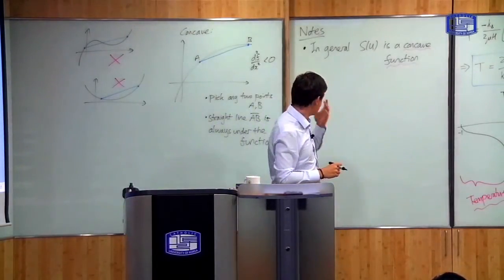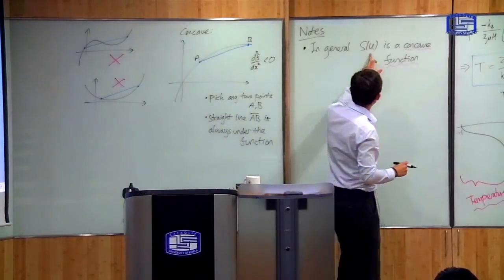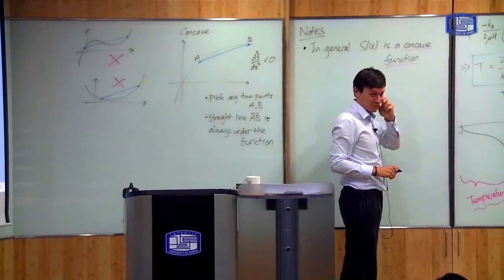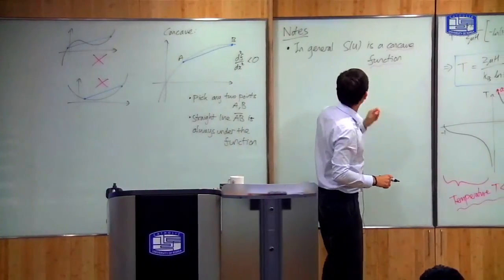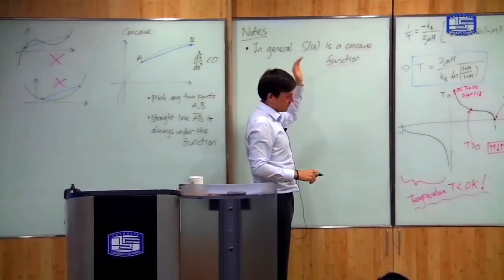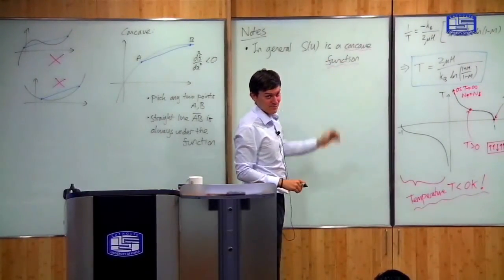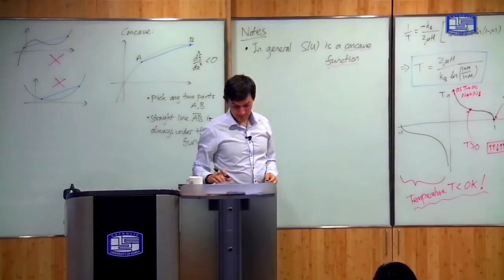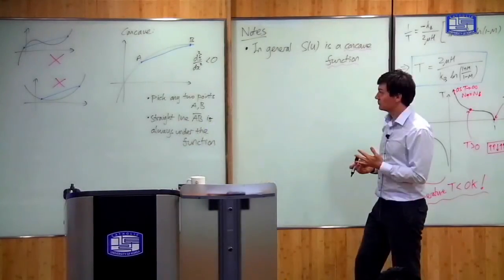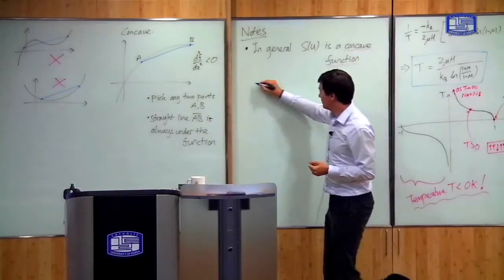Okay. And in general, this is true. So for all of the functions f of u we will calculate for all the different systems in this course, it's always a concave function. So it always has this sloped shape like this, like a hill. Okay, so that's about the entropy.